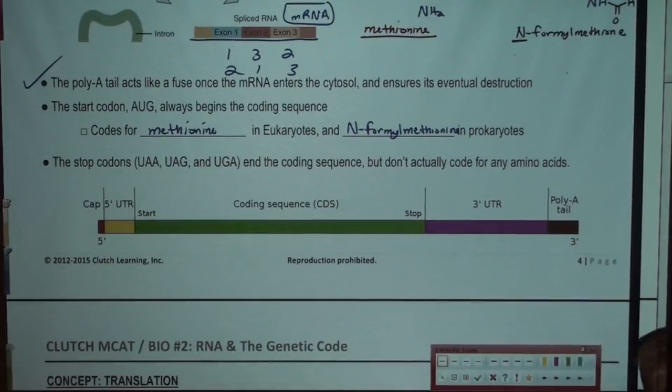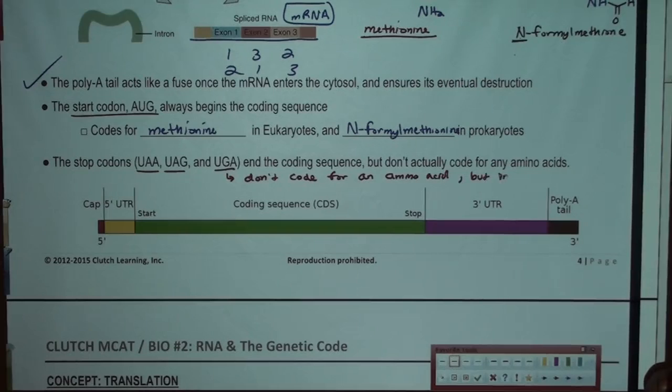Okay, the stop codons that you need to know. So the start codon is AUG. The stop codons are UAA, UAG, and UGA. They don't code for an amino acid. But instead a release factor helps to stop the polypeptide chain from forming anymore.